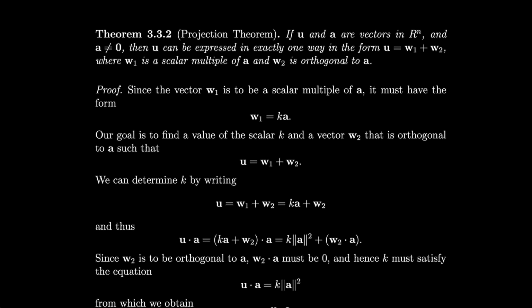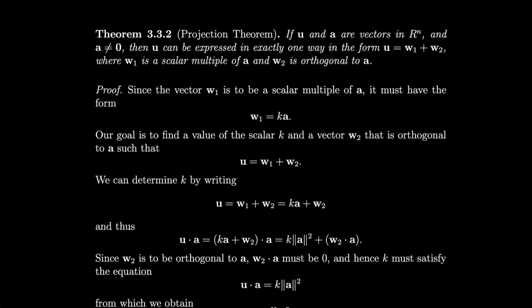Next up, we have our projection theorem. If u and a are vectors in Rn, and a is not equal to the 0 vector, then u can be expressed in exactly one way, in the form u equals w1 plus w2, where w1 is a scalar multiple of a, and w2 is orthogonal to a. The idea is that we can break up any vector u into a part that's a multiple of the vector a, and a part that's orthogonal to the vector a. So we can basically break up any vector into two orthogonal vectors, but there's only one way to do it.